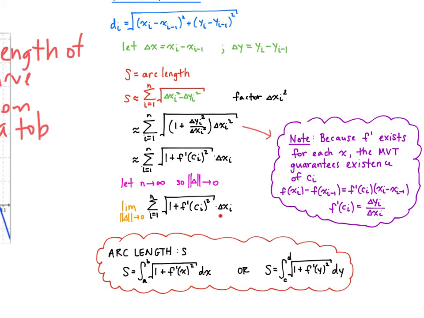All right, so that leads us into our arc length formula. So we're going to let arc length be s. It's equal to the integral from a to b of the square root of 1 plus f prime squared dx, or if we're talking about it in terms of y, it's the integral from c to d of the square root of 1 plus f prime of y squared dy.